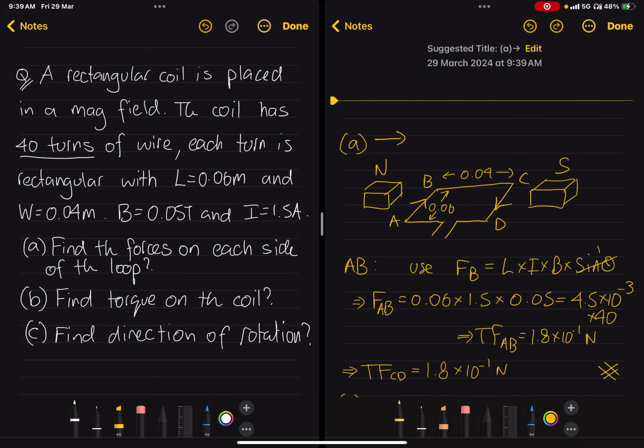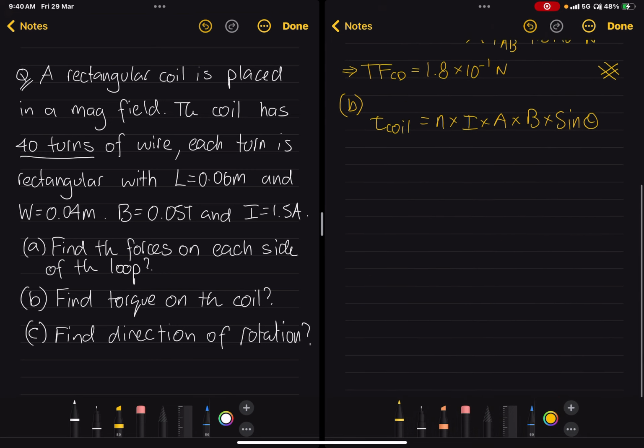So this coil is laying flat. That means its surface normal points directly up. So initially in this situation, that theta is going to be 90. Right? Theta is 90 at the start. So this tells us that torque on the coil is going to be equal to the number of turns, which is 40, times the current, which is 1.5, times the area, which is the product of the width and the length, 0.06 times 0.04, times the field, which is 0.05, times sine of 90, which is 1.